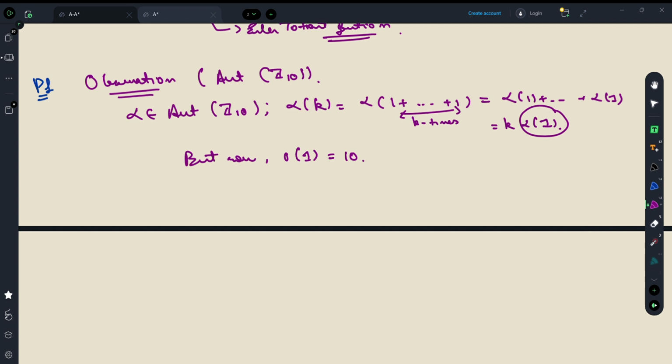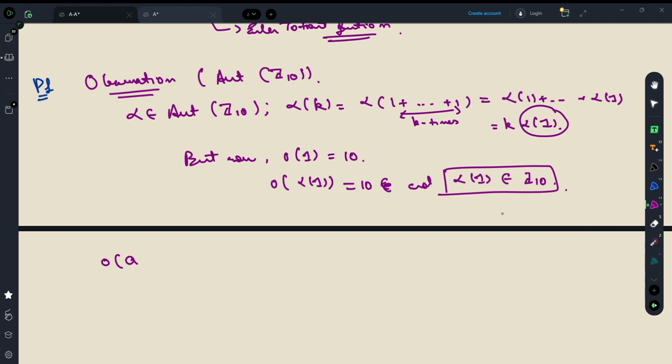But now, what is the order of 1 in Z10? It's 10. Alpha is an automorphism, hence an isomorphism. So alpha must preserve order. So the order of alpha of 1 must also be 10. And indeed alpha of 1 comes from Z10 only. Now what are the elements in Z10 which have order 10? So they must be the elements which are co-prime to 10, right?